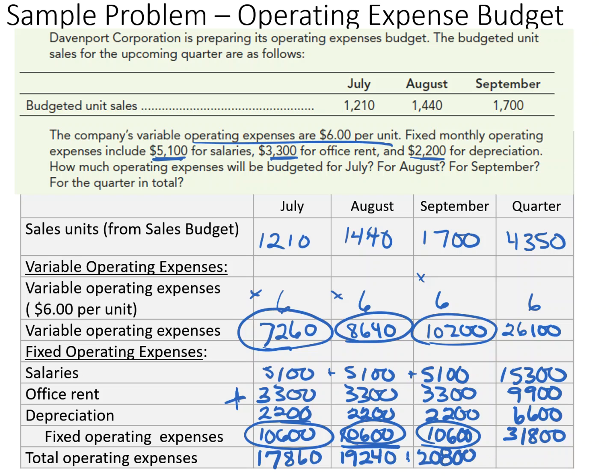And now we can just add those across. Add those three numbers together, that gets $57,900. Or we can double check our work and add these two together.